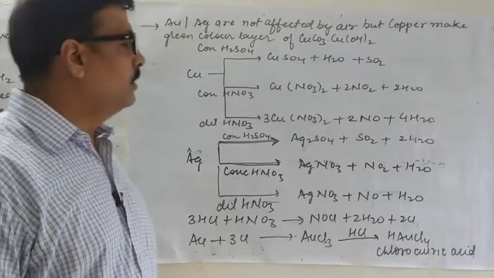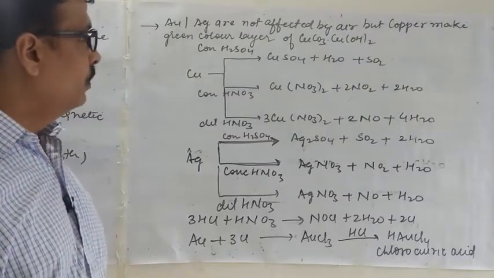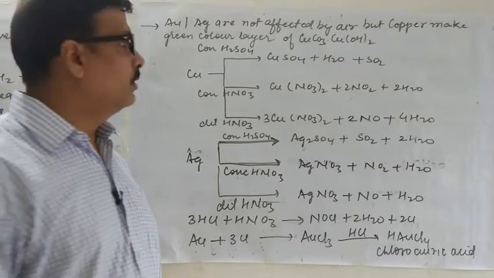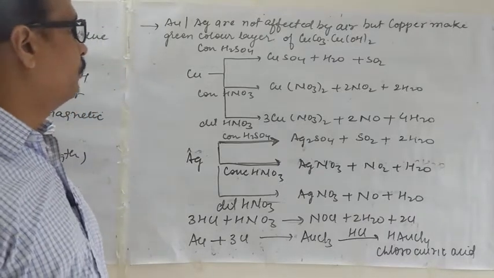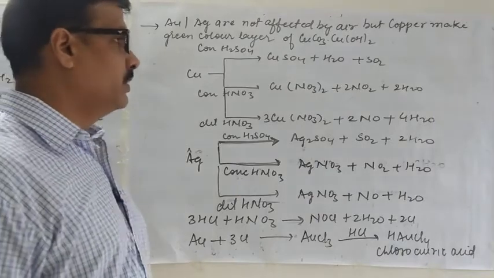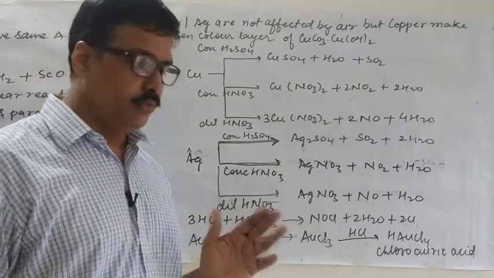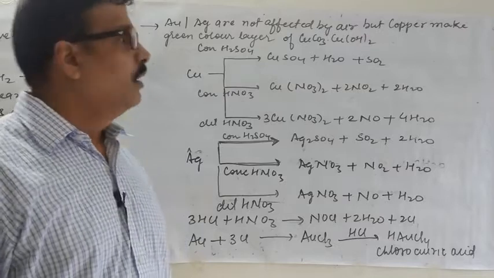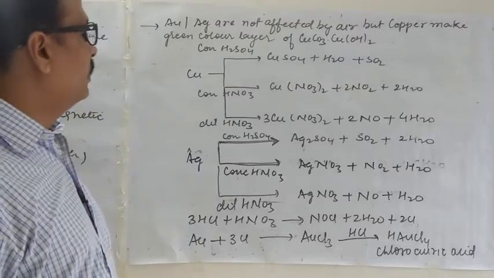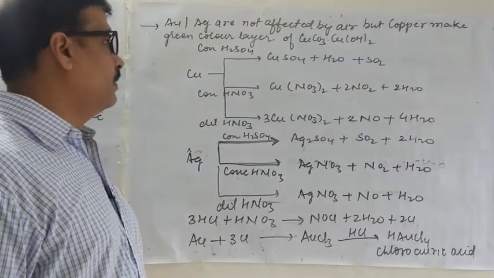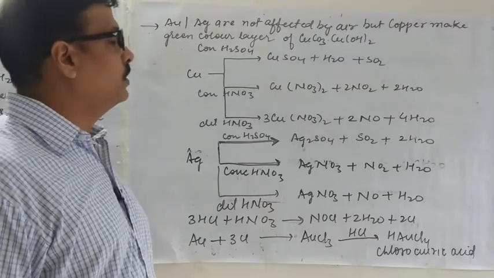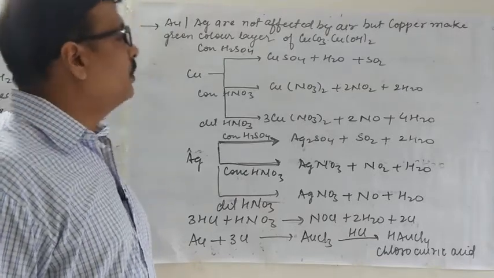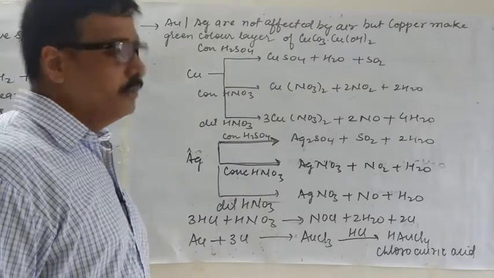Now students, we are seeing some more points related to the d and f block. Gold and silver are not affected by air because they do not react with moisture as well as oxygen. But copper forms a green layer of copper carbonate of basic nature, meaning Cu(OH)2·CuCO3. This is actually called basic copper carbonate.